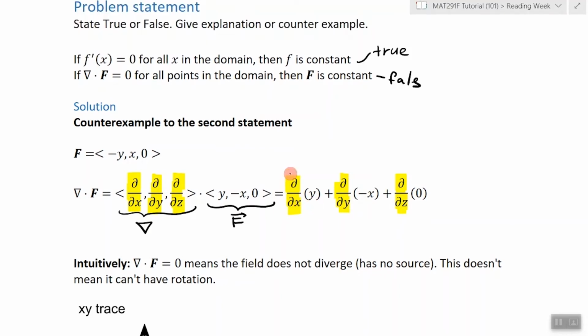Then computing all derivatives, here differentiating y with respect to x, we get 0. Here we get 0 as well. Here we get 0 because we're differentiating 0. So then overall this divergence is 0, but this vector field is not a constant vector field. So this works as a counterexample. Therefore, the statement is false.